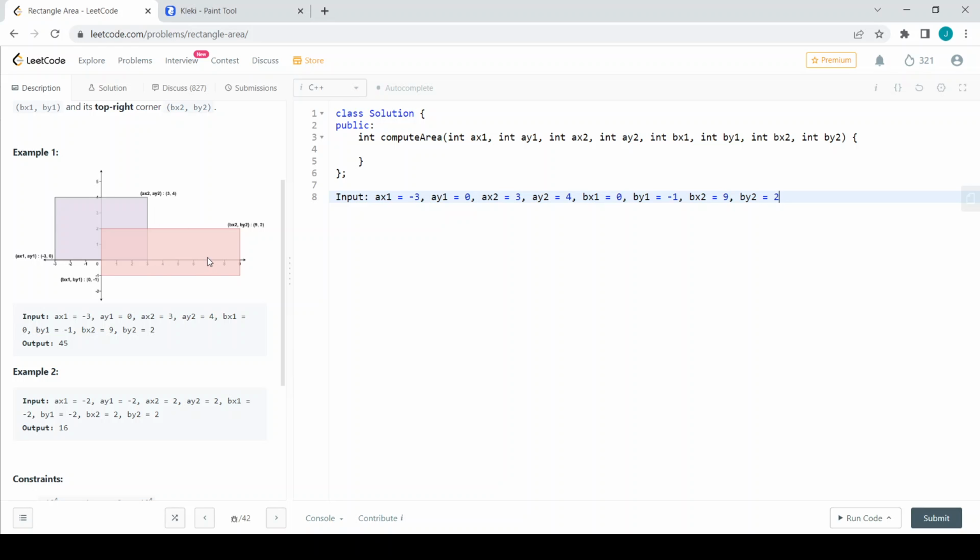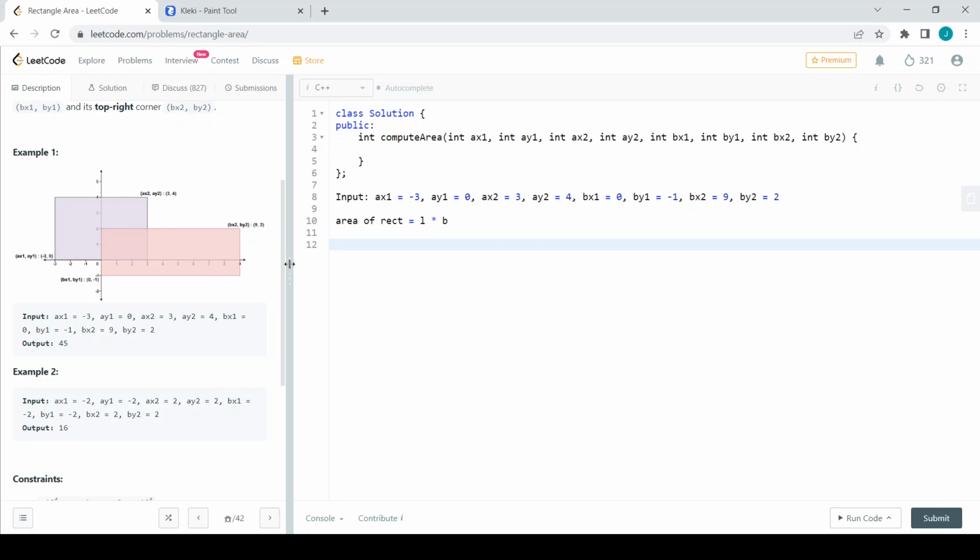How can we find the area of the rectangle? We can say the area of a rectangle is nothing but length into breadth, L into B. So to calculate the area of this rectangle, the points that are given are minus 3 comma 0, this is ax1 ay1, and ax2 ay2 are 3 comma 4.